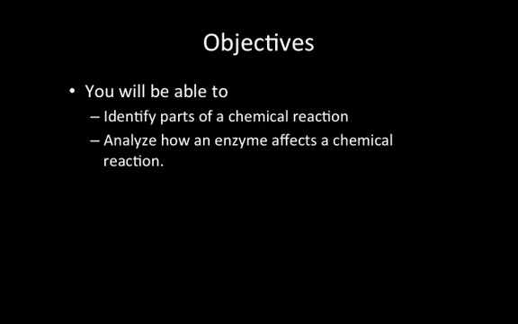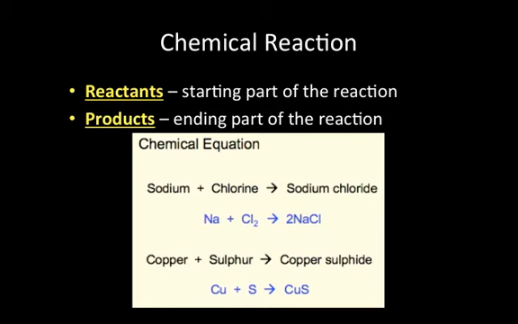So our objectives today: you're going to be able to identify parts of a chemical reaction, so reactants, products, things like that. And then you're also going to be able to analyze how an enzyme affects a chemical reaction. What can an enzyme do to help make the chemical reactions go faster? So let's take a look at these things in some more detail.